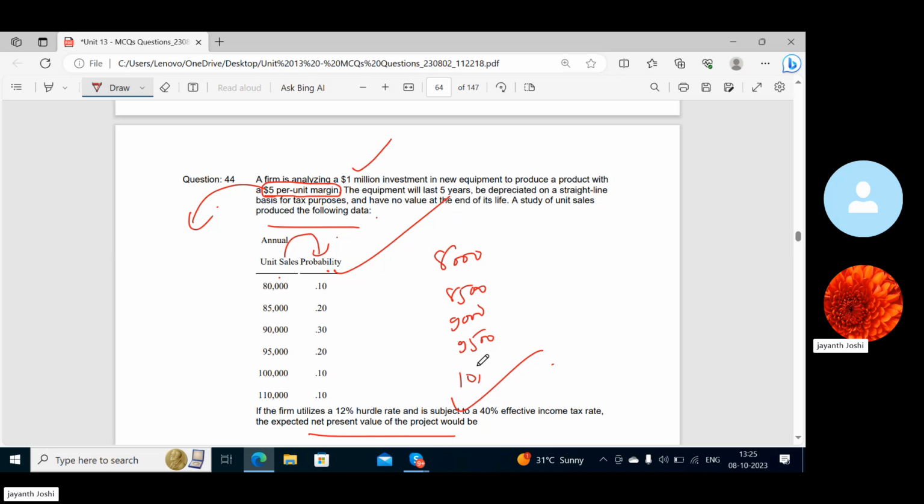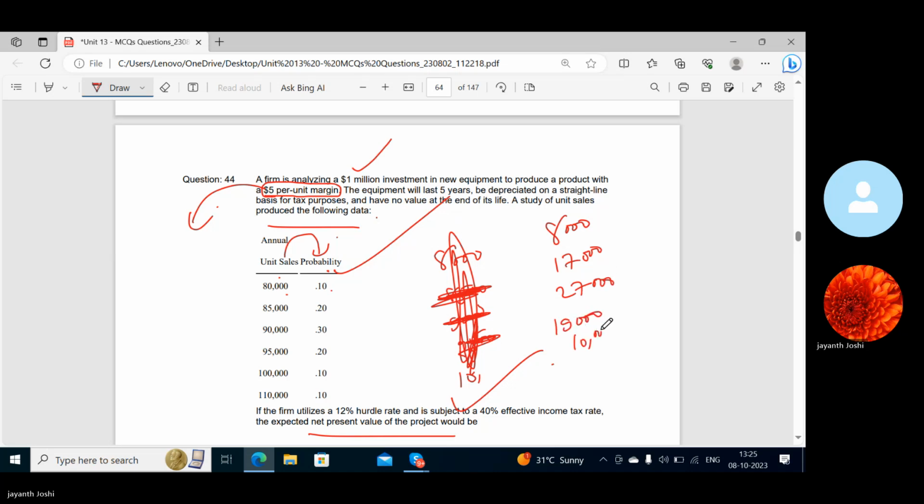Then here, what we can do, sorry, the second one is 17,000. So it is 17, 9 threes are 27,000. 19,000, 10,000, 11,000. This is the case. So the total sales units will be 92,000, right? This is 100%.